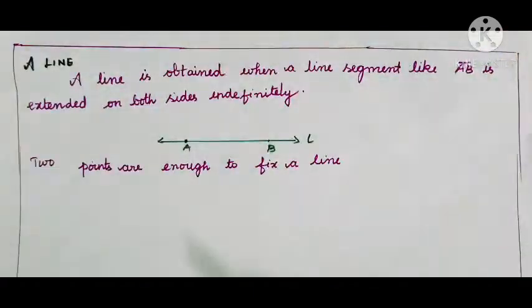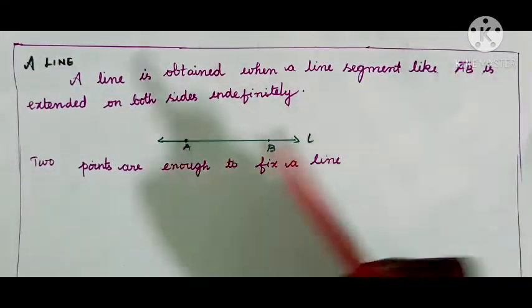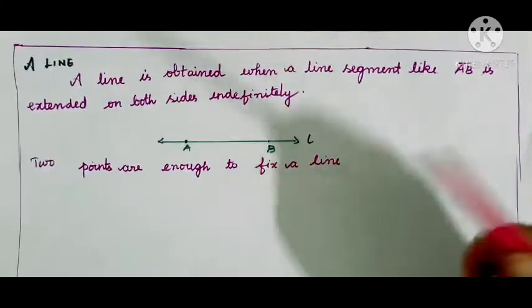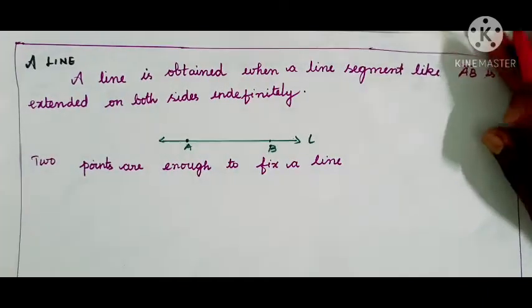Okay. Next, a line. A line is obtained when a line segment like AB is extended on both sides indefinitely. Both sides do not have a finishing point. It keeps on going. That is called a line.